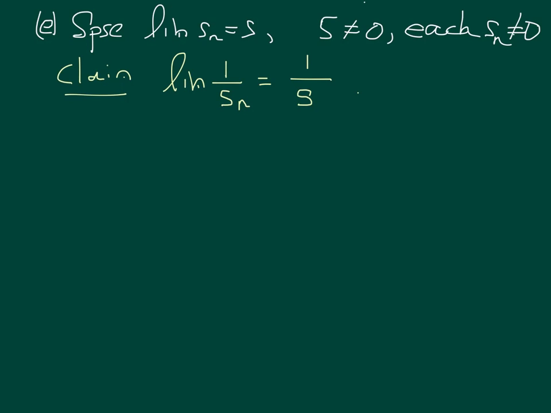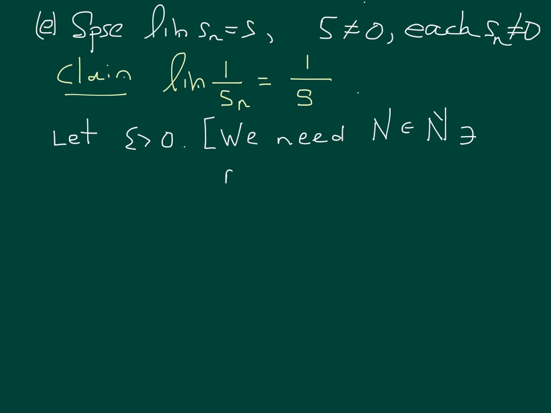Alright, so what do we need to do? So we need to begin, as always, by taking epsilon to be an arbitrary number greater than 0. And what do we need? Well, we need, as always, to find a positive integer capital N such that whenever little n is greater than or equal to capital N, the distance from the nth term in our sequence, which is 1 over S_n here, and 1 over S, is less than epsilon.